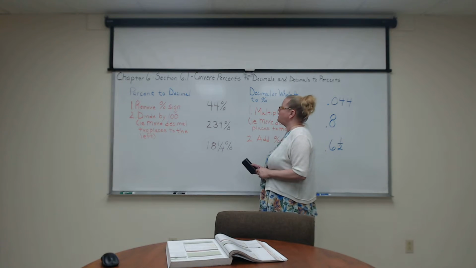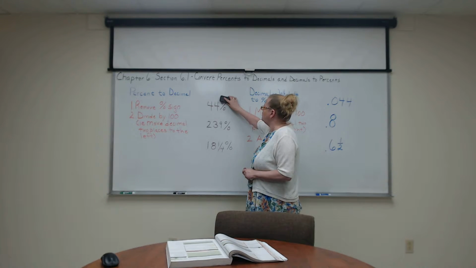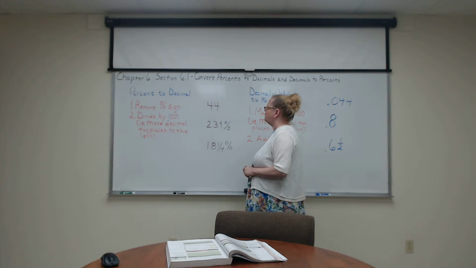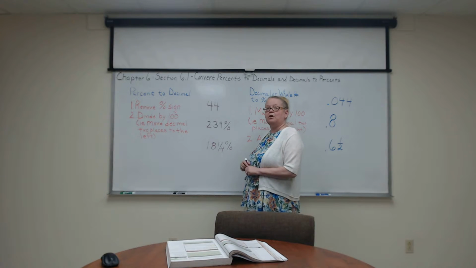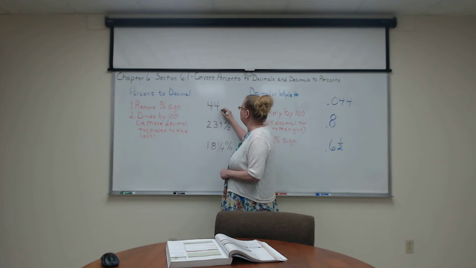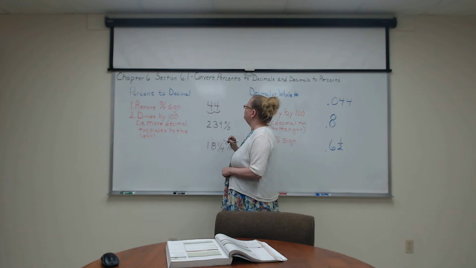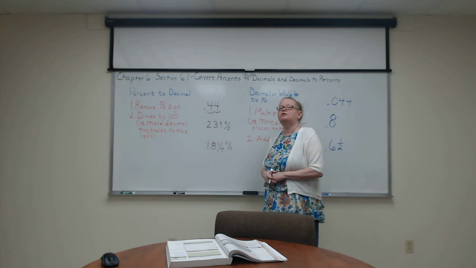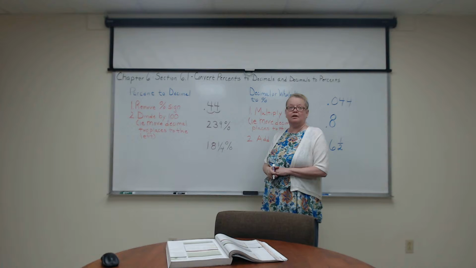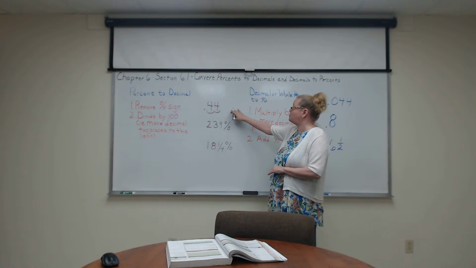Our first step is to remove the percentage sign, and then we are moving 2 places to the left, adding our decimal point. So we get 44 hundredths as our answer to this.